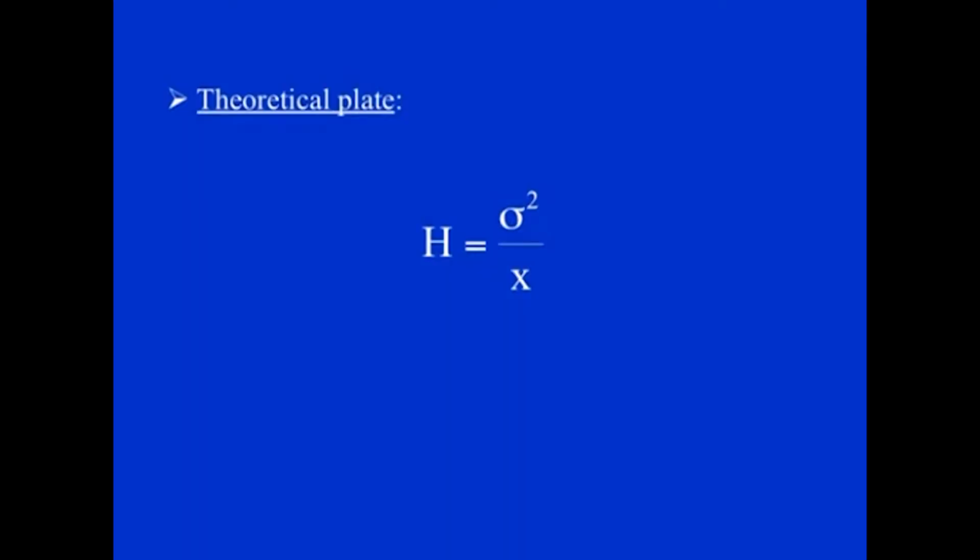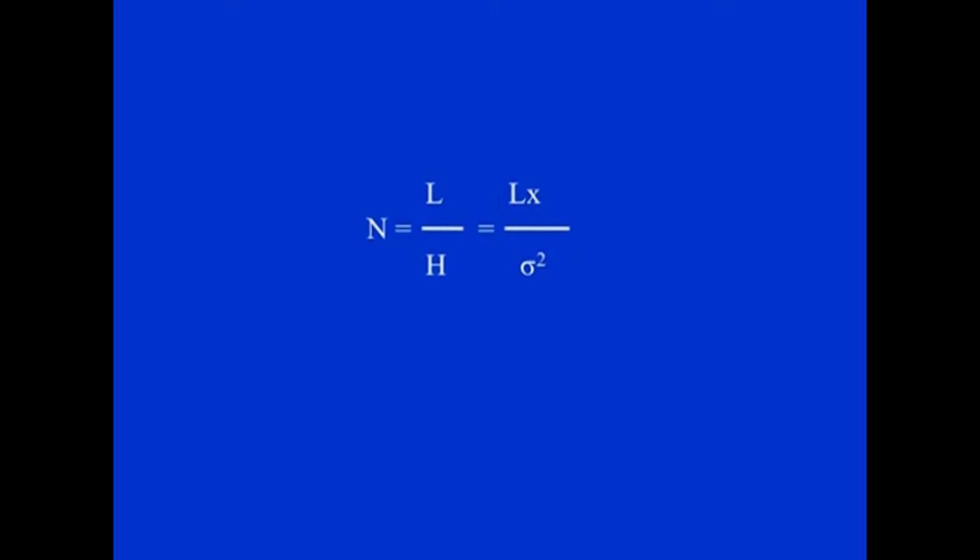Here an equation is given, where h is given by sigma square upon x. h is the plate height, that is, the length of column containing one theoretical plate, sigma is the standard deviation of the Gaussian peak, and x is the distance travelled by the analyte within the column. So this could give you the plate height.